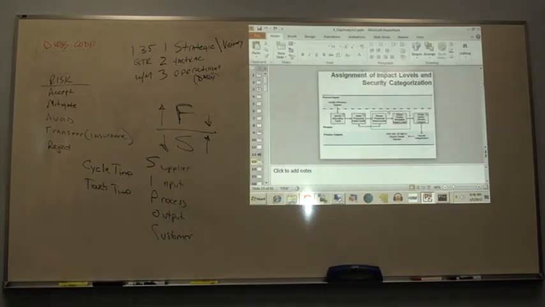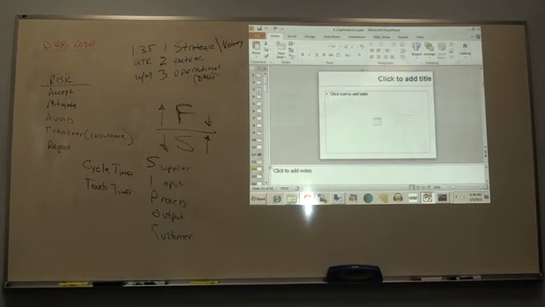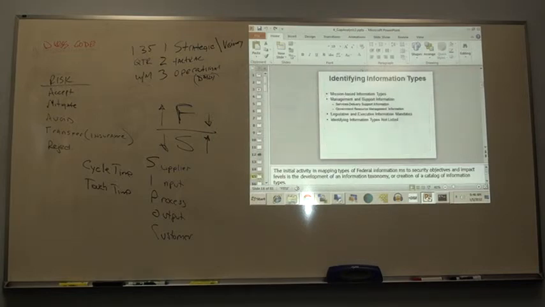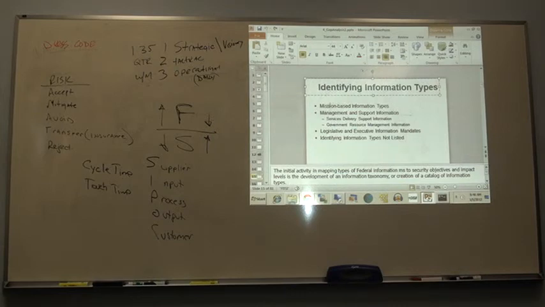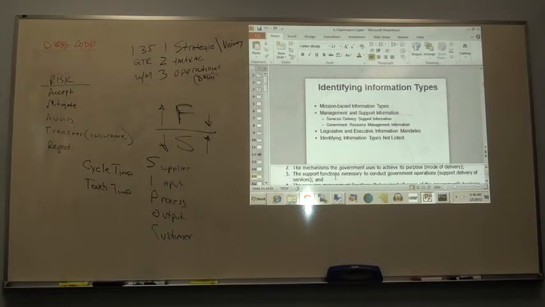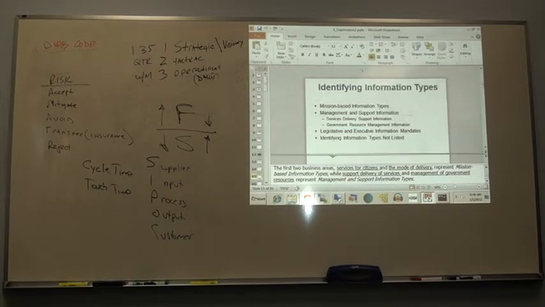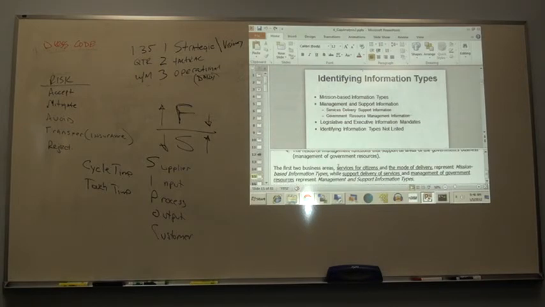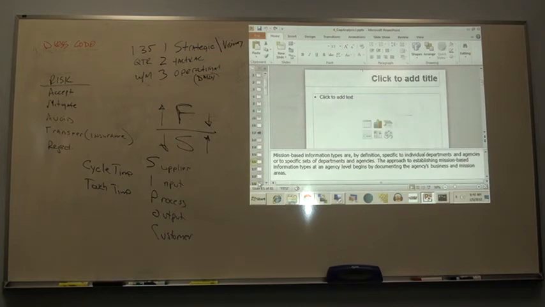So we saw the process, if you will, of the categorization right from the document. Identifying information types, what are we doing? I pulled some of this verbiage out: mission-based information, management or support information, legislative information, and anything else that you would have. You can look at it in terms of business areas. So you have the service for citizens and the modes of delivery. So why are you doing it? Service for the citizen. What are you doing? Some sort of delivery of a product, basically. It's always products or service.